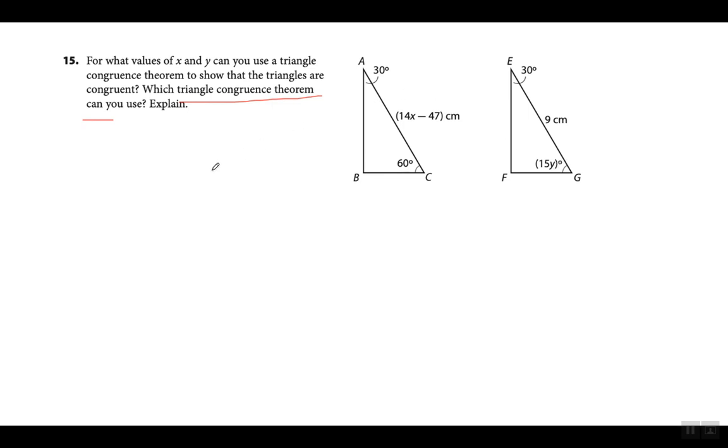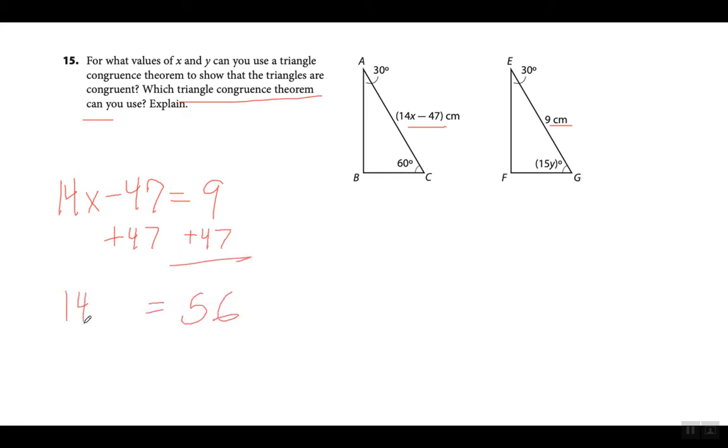Alright, so this side has to equal this side. Let me do that one first, to solve for x. So I move the 47 to the right by adding. That's going to give me 56. Now I gotta divide 56 by 14.